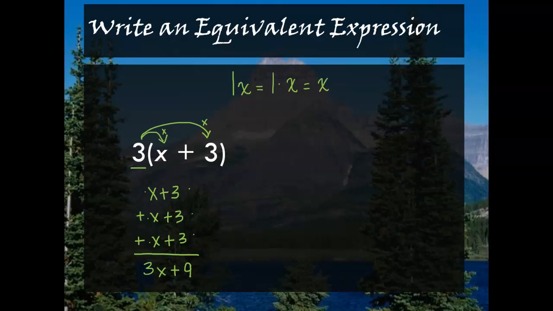Now, back to our distributive property. We would multiply 3 times 1x, and if it makes you more comfortable, you can write the 1 in front of the x, just to be absolutely clear that you are multiplying 3 times 1, and that gives us 3x. We also multiply 3 times 3, which gives us 9. Our equivalent expression is 3x plus 9.